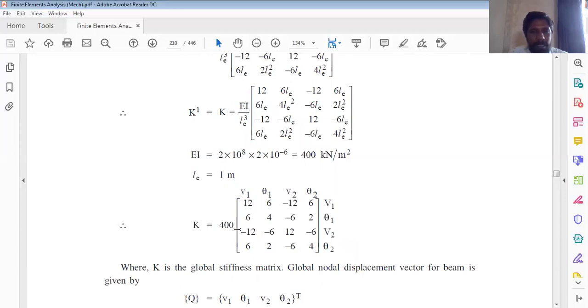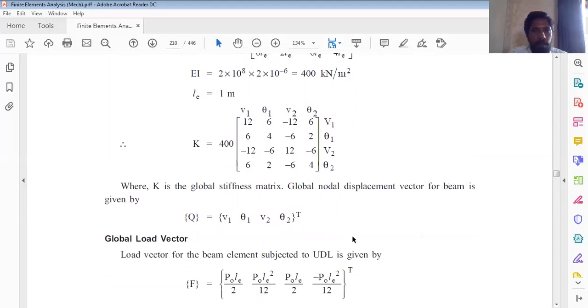The entries in the matrix are associated with the degrees of freedom corresponding to node 1 and node 2. They are V1, theta 1, V2, theta 2, in rows, and in columns also they are associated with V1, theta 1, V2, theta 2. Now the global displacement vector consists of two nodes with 2 degrees of freedom at each node. So globally it consists of V1, theta 1, V2, theta 2.